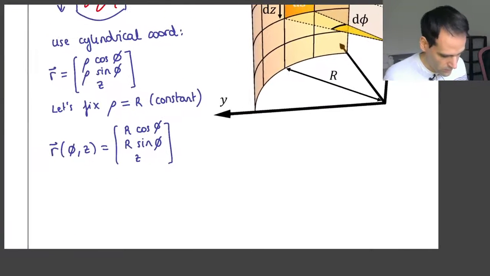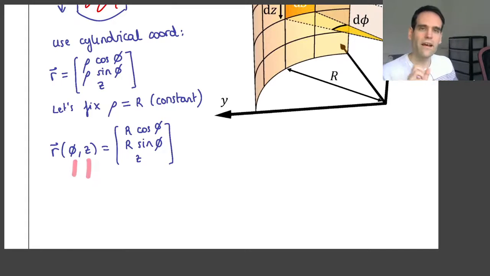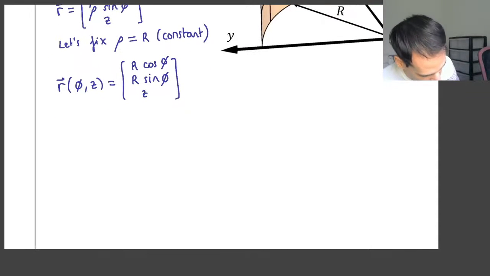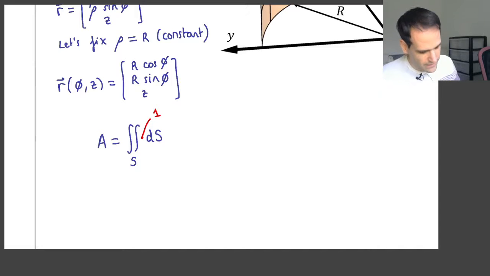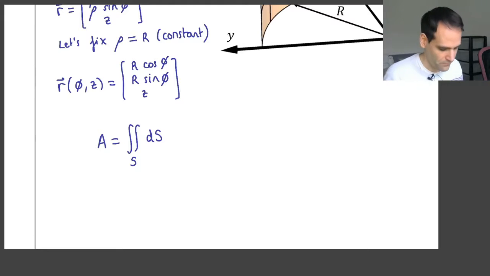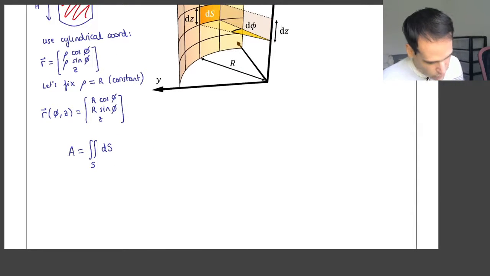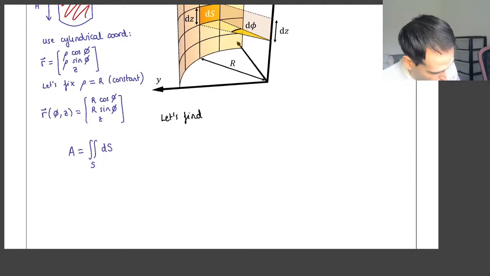So now, of course, our two parameters u and v are written now as phi and z, which means that the area of the surface we want to calculate is going to be the double integral on the whole surface of ds. Okay, so we are assuming that there is like a 1 in the integrand. Remember that we can always put a 1 in the integrand to calculate areas. So now the question is how to calculate ds. Yeah, so let's find ds by geometrical intuition.